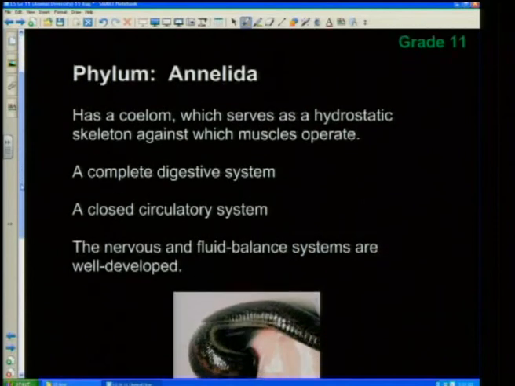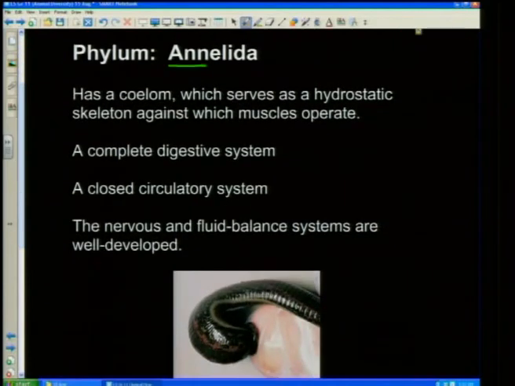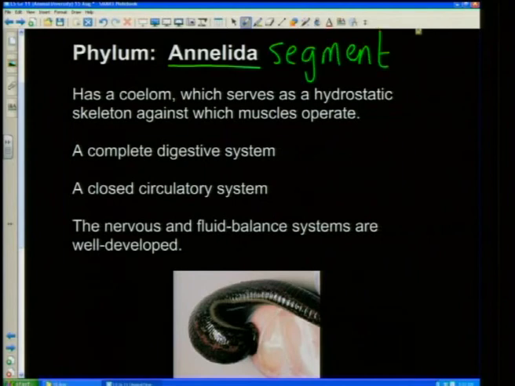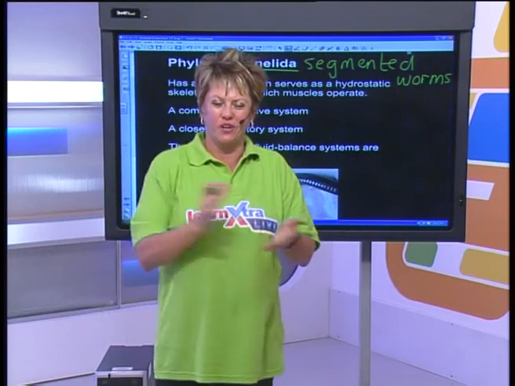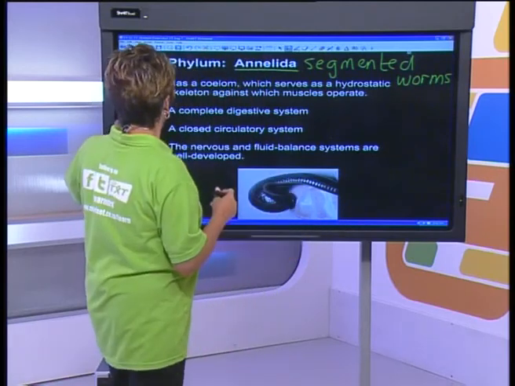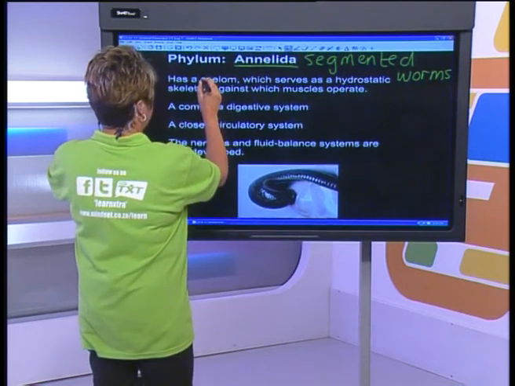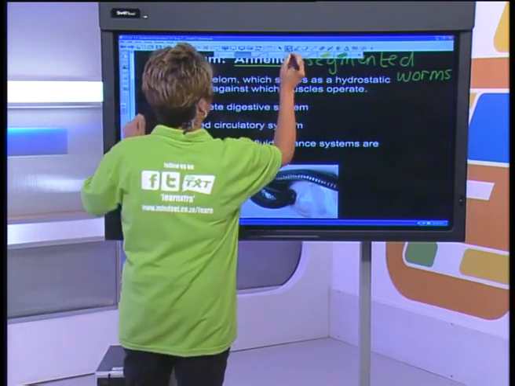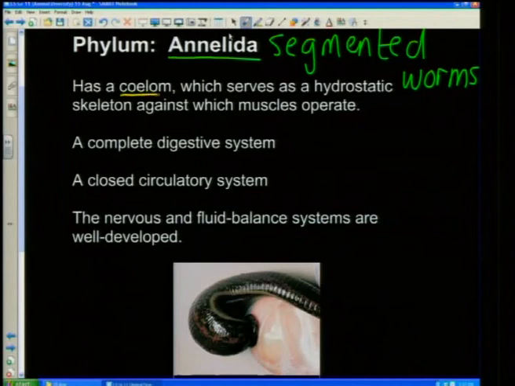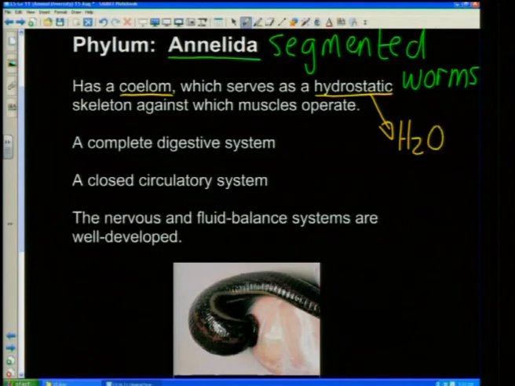The next group of animals is the phylum Annelida. Annelida are the segmented worms, like the earthworms. An example there is the earthworm, and I'm sure you all know what earthworms are. They are in your garden all the time. They have a coelom. There's a definite body cavity, the coelom, which serves as a hydrostatic skeleton for this animal. So earthworms do not have a skeleton, but their bodies are supported with water, which is inside the coelom.